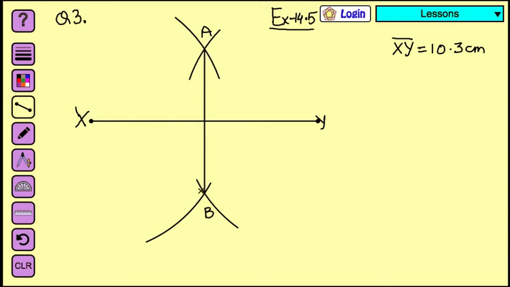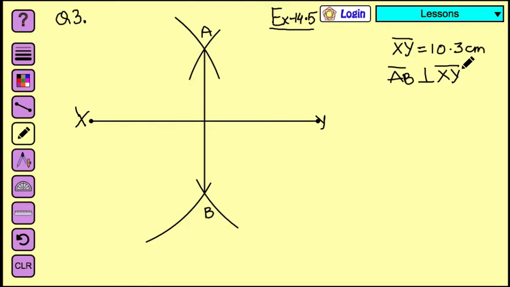Now on the side you can even write it down with a pencil that AB is perpendicular to XY. Now we have done the one part which the question was asking us to do, that is, draw the perpendicular bisector of XY whose length is 10.3. Now we are done with the perpendicular bisector.